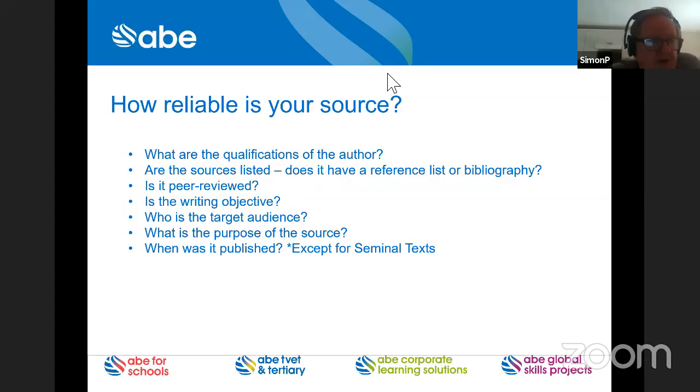Is the writing objective? Does the writer have a particular agenda which is not supported by the evidence? Is it a series of assertions rather than a series of conclusions drawn from evidence? What's the purpose of the source? So again, you have to look at the source and see whether the sources are balanced, and think about when it was published. We did say in the previous slide to be wary of sources that are out of date, as it were, in inverted commas, but some seminal texts and some management tools have actually been around for a very long time.